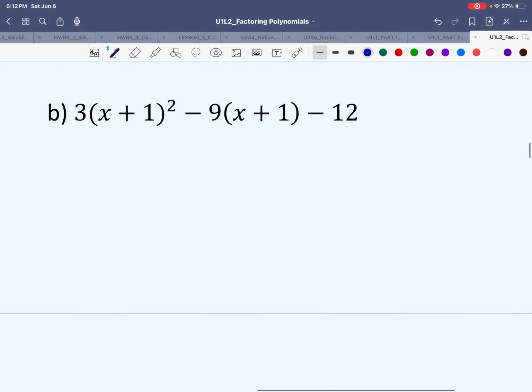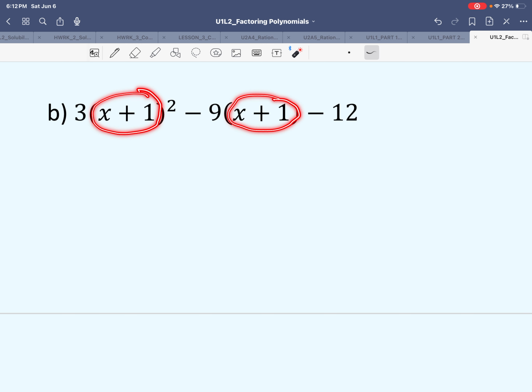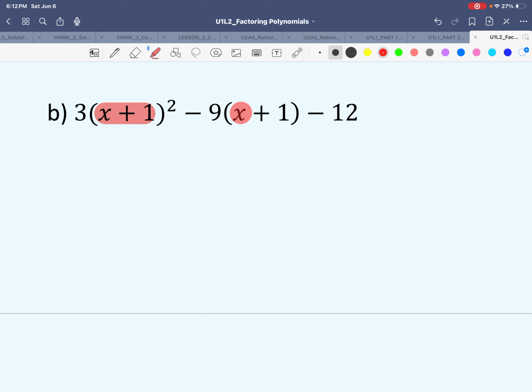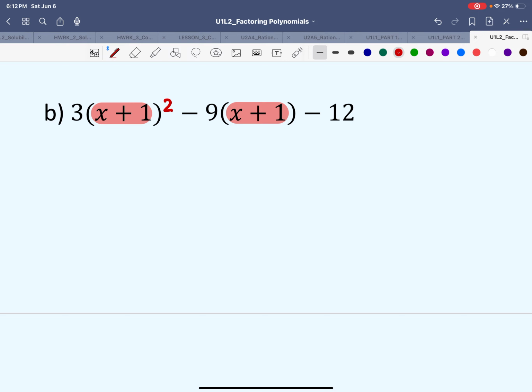Now, here we have a little bit of a more difficult question. So we have 3(x plus 1) squared minus 9(x plus 1) minus 12. It's not difficult, really. Now, it's just an unusual format of the question. So what should get our attention is the fact that we have x plus 1 repeating here in 2 terms, and in one of them is to the power of 2 and the other is power 1. So that should remind you of something in the form 3a squared minus 9a minus 12. So now it looks more like the trinomials we've seen before.